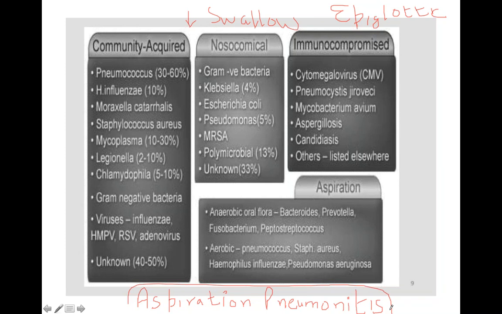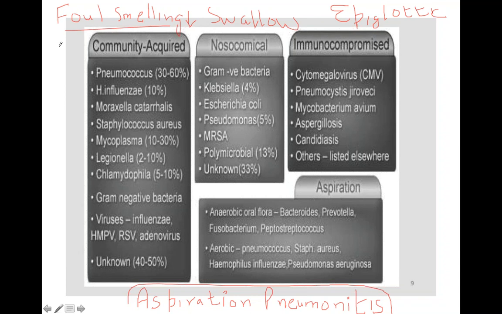In case of aspiration pneumonia, we will have an excessive amount of foul smelling sputum, very high amount of foul smelling sputum. This is seen in three conditions: aspiration pneumonia, lung abscess, and also bronchiectasis. I will come to that.